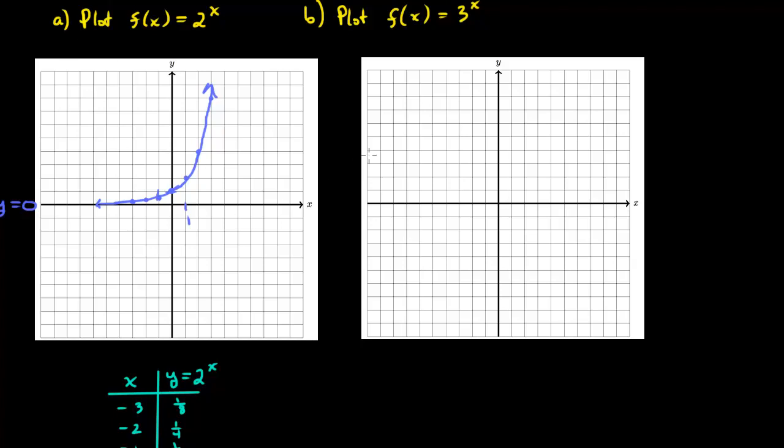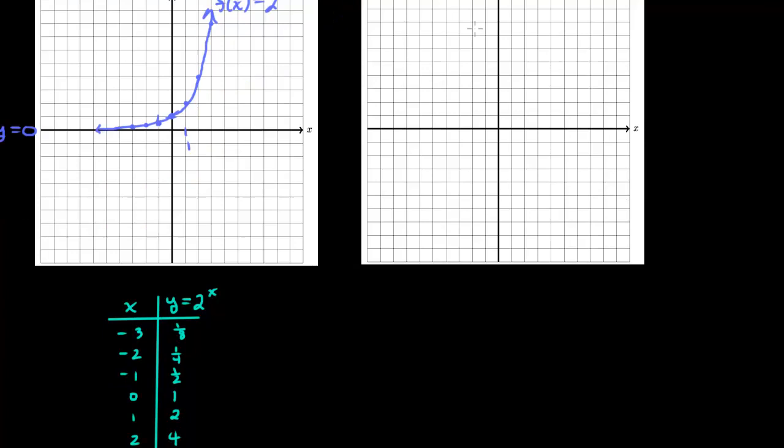Now, this is the graph. I should probably label my graph. My graph is f of x is equal to 2 to the power of x. And then we'll plot the graph of f of x is equal to 3 to the power of x.